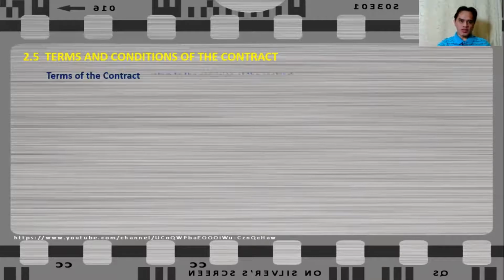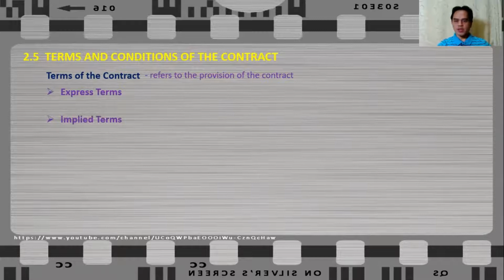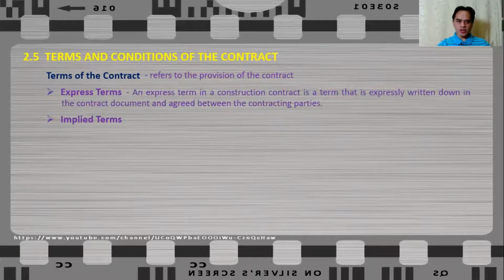Terms of the contract. This refers to the provisions of the contract. There are express terms and implied terms. So what are these? An express term in a construction contract is a term that is expressly written down in the contract document and agreed between the contracting parties. So express terms are expressly provided. You can read them in the contract document.